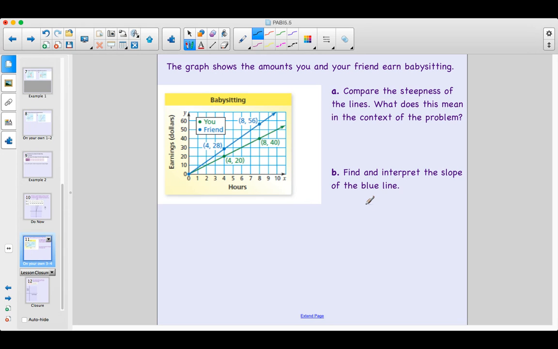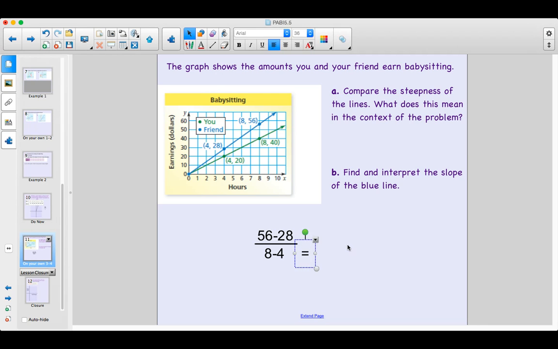So for part B, find and interpret the slope of the blue line. Remember, we can just pick the points. It's going to be difficult to count in this case because you're counting by a large gap of numbers, but we can plug it into the formula. So I'm going to use this as my y2 minus y1. I'm going to start by doing 56 minus 28 on top. Let me just make my little line here. And then I'm going to do 8 minus 4 in my denominator. So I did my y2 minus y1 over x2 minus x1.